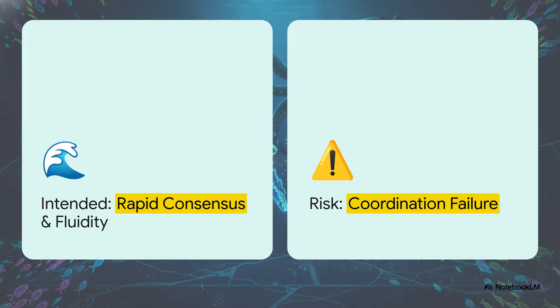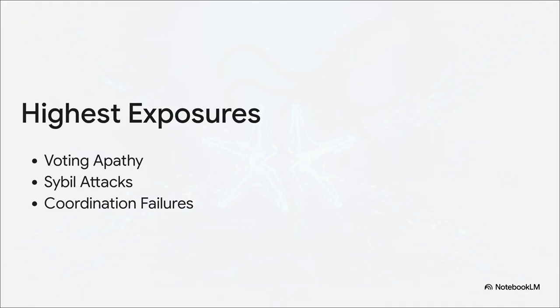You see, the chaos of local sensing is brilliant when it works, but if those signaling systems break down, that massive coordinated action we just talked about quickly devolves into systemic failure and total disarray. Let's put its highest exposures under the microscope. First up, voting apathy. Because this thing moves so incredibly fast, low participation can easily lead to a tiny group hijacking the direction of the entire school.